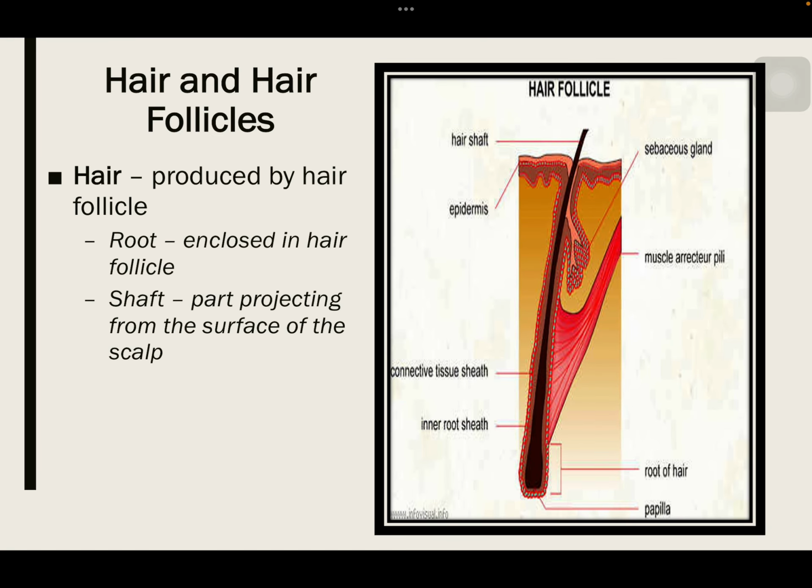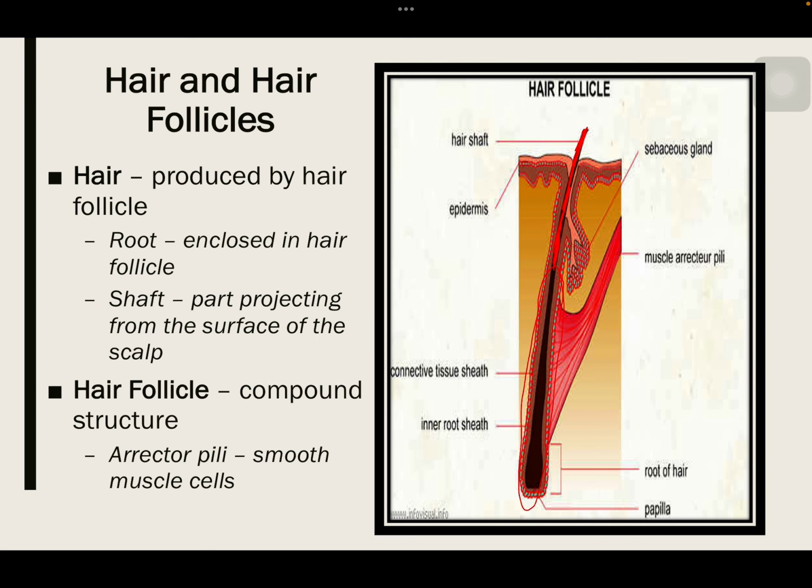Hair and follicles. The hair is produced by the hair follicle. The root is enclosed in a hair follicle, and the shaft is the part projecting from the surface of the scalp. This is the hair shaft. And inside is the hair follicle.